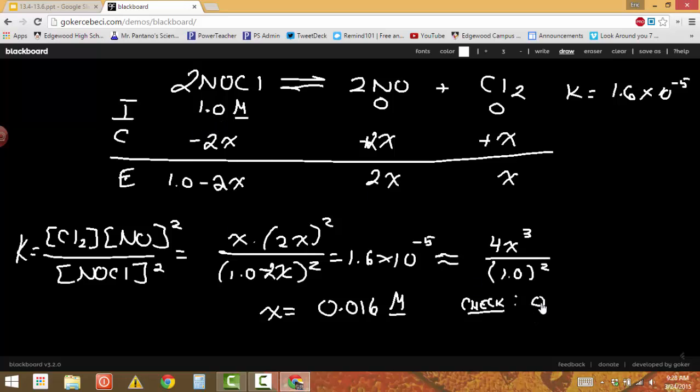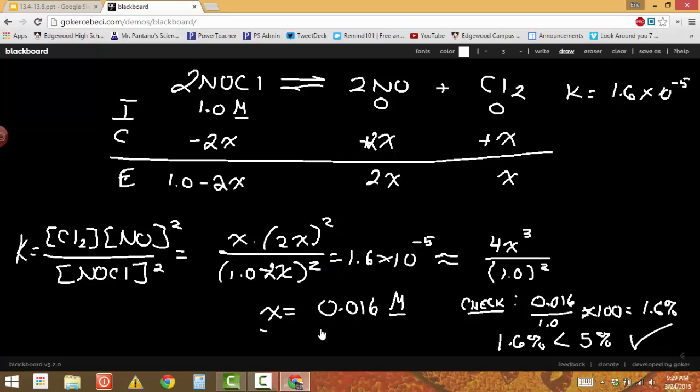So 0.016 over 1.0 times 100 has to be less than 5%. Well, this comes out to be 1.6%. 1.6% is less than 5%, and that means that my approximation is valid. So that means I can use it. If when you check it, it's greater than 5%, you have to go back and just do it out. You've got to do the algebra.